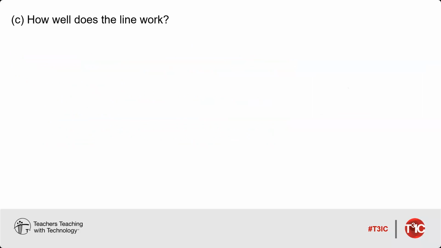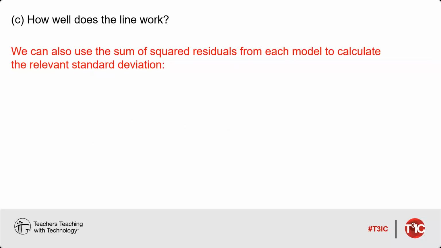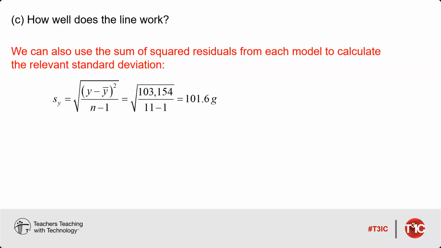Okay. So really quickly, we can also use those sum of squared residuals to do another calculation that's interesting. Remember back in unit 1 of AP Stats, we calculate just regular standard deviation: deviations from the mean, square them, divide by n minus 1, take the square root. So if we did that with our 103,154, just thinking about mass, that's 101.6. So the bullfrog masses typically deviate by about 100 grams from the mean mass.